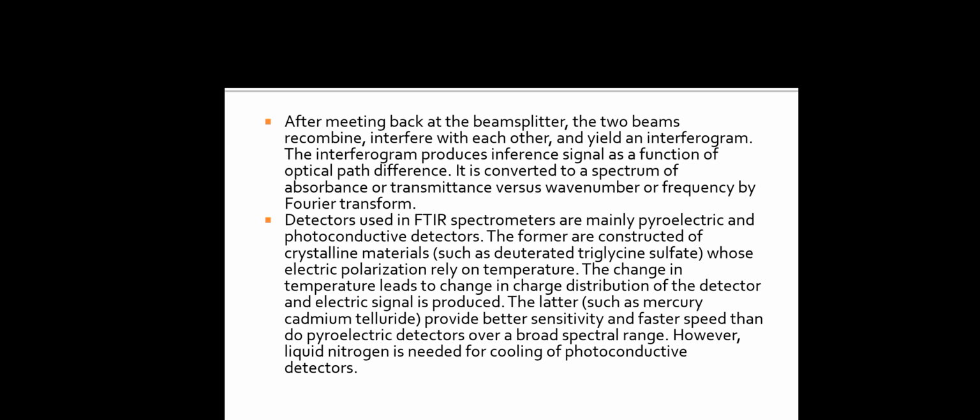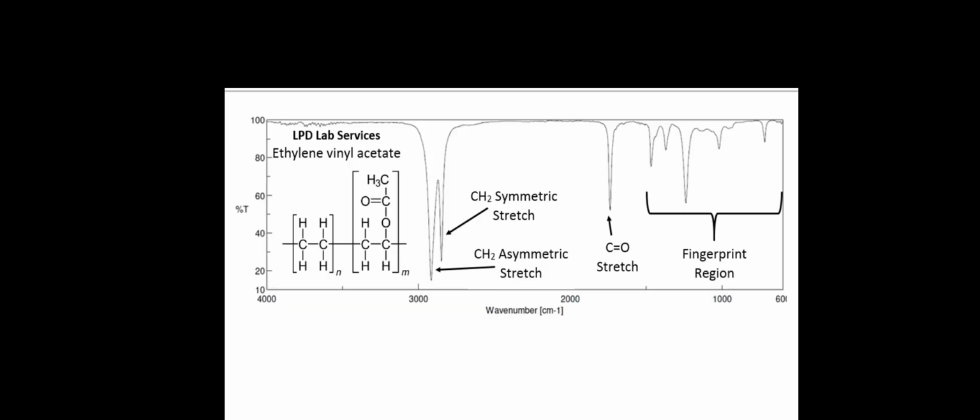spectral range. However, liquid nitrogen is needed for cooling of photoconductive detectors because in the photoconductive detectors the cathode used can degrade due to high temperature. That's why liquid nitrogen is used for cooling.